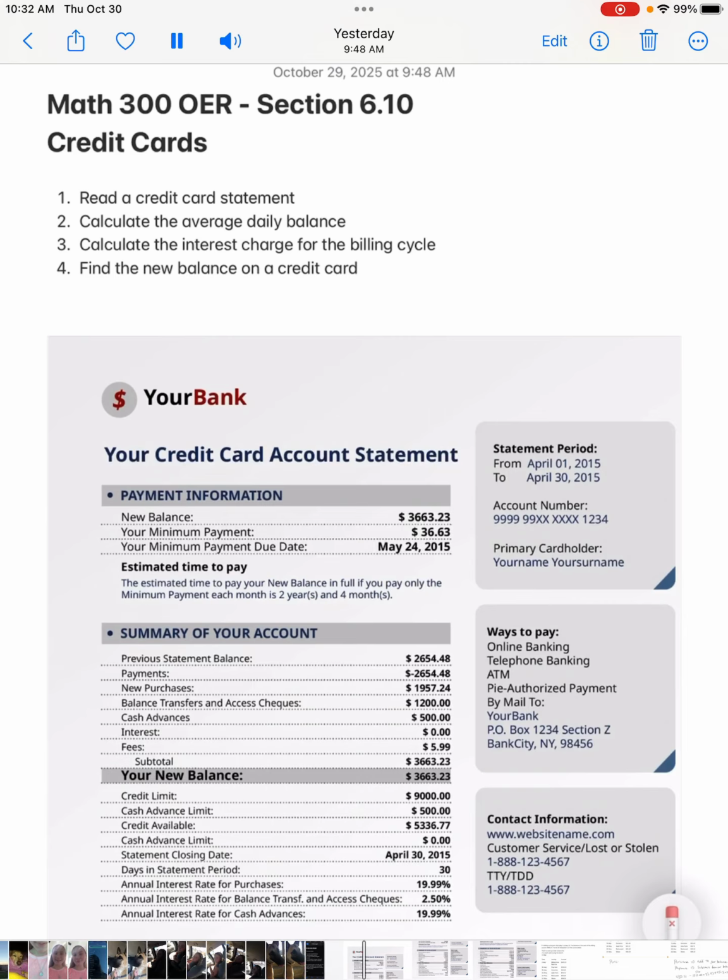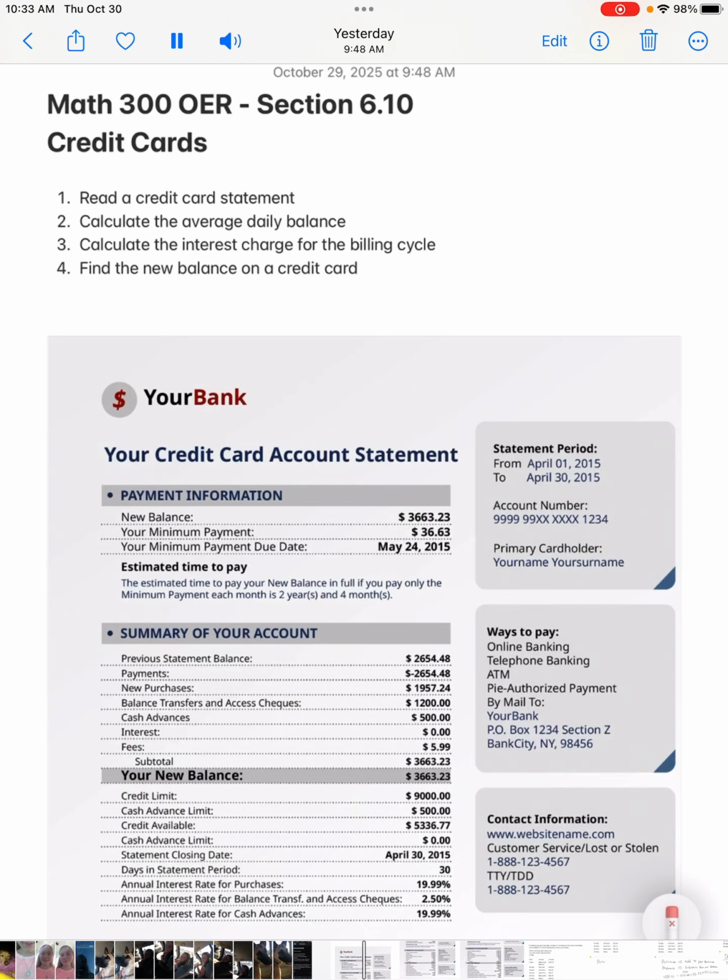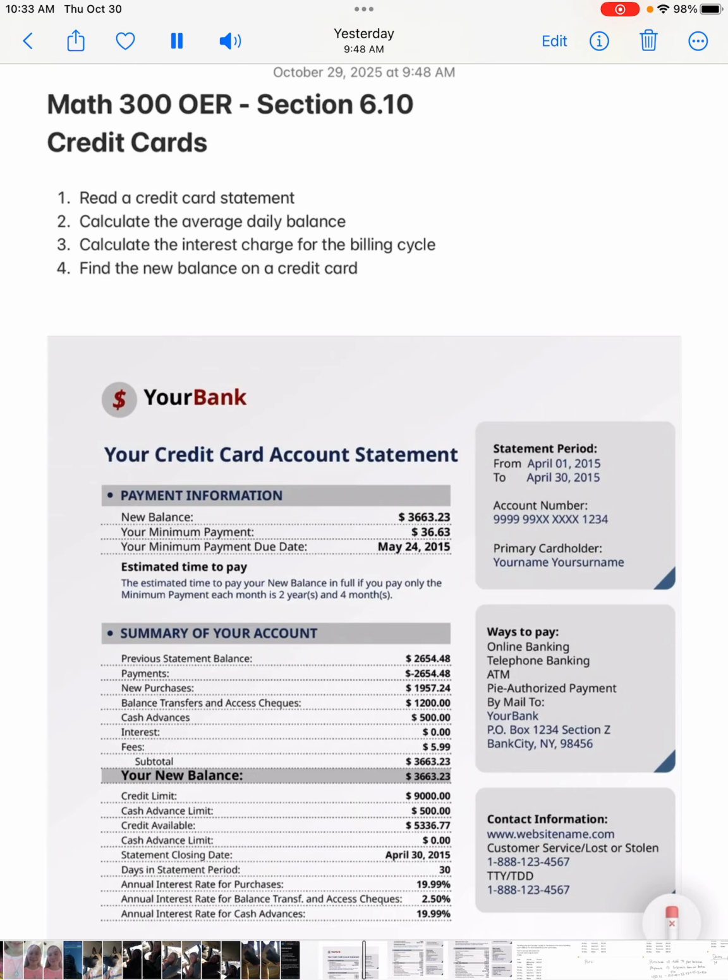And so we're going to handle those four things in that order, which is how they appear in the homework exercise set for this section. The longest one, I was going to say the hardest one, but it's not hard, it's just time consuming, is number 2, calculating the average daily balance. Number 3 and number 4 are pretty much instant. Number 3 has a formula for interest, but it's very straightforward, especially compared to some of the other ones you've used. And to find the new balance on a credit card is simply adding two numbers. So nothing earth-shattering there.